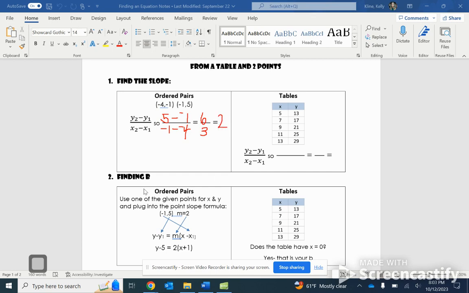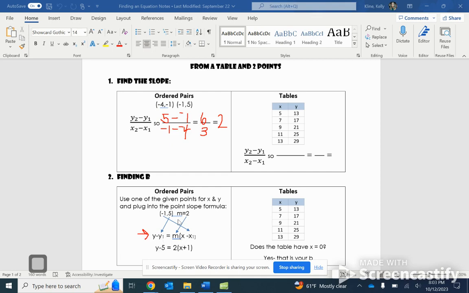Okay, so when you are finding your b, your slope is the same, okay? You can use one of the given points. So these are your given points for x and y, and we're going to plug it into this new formula, which is called the point slope formula, okay? You'll be given this, so don't panic. You don't have to memorize it.